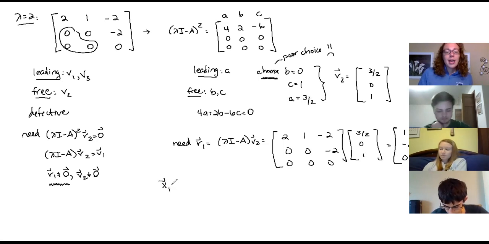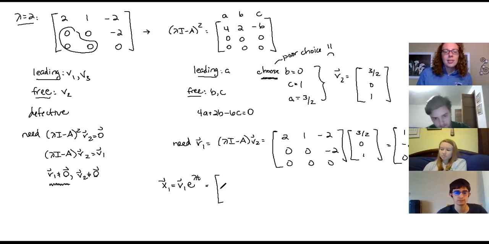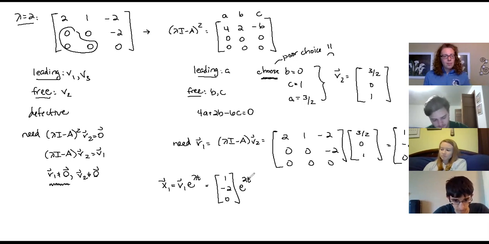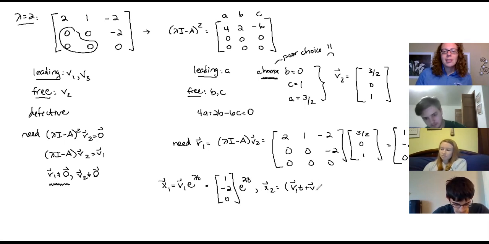So my vector x1 is from the previous slide. Vector x1 is v1 e to the lambda t. So this is going to be 1, negative 2, 0, e to the 2t, right? And my vector x2 is v1t plus v2 e to the lambda t.